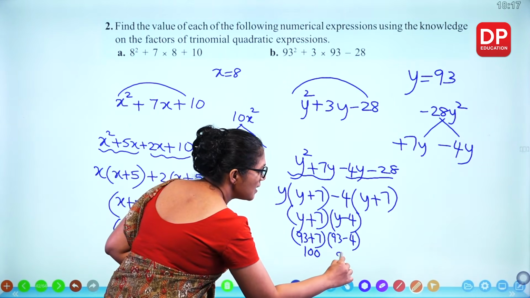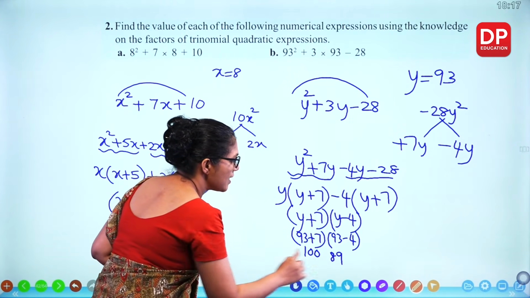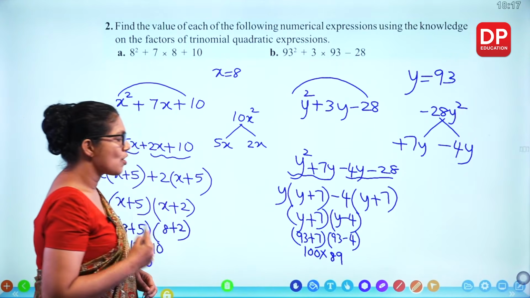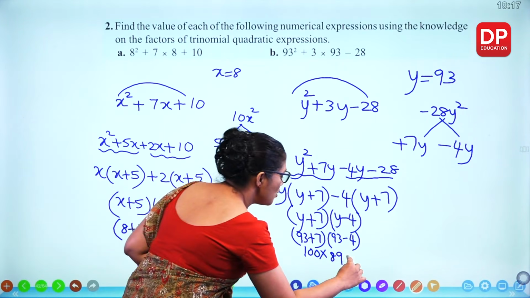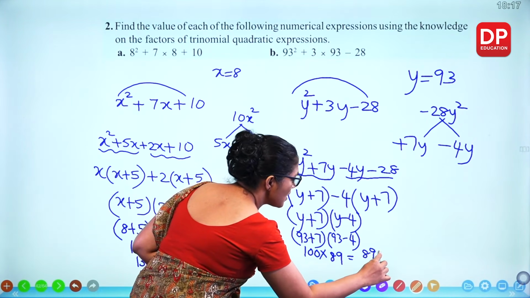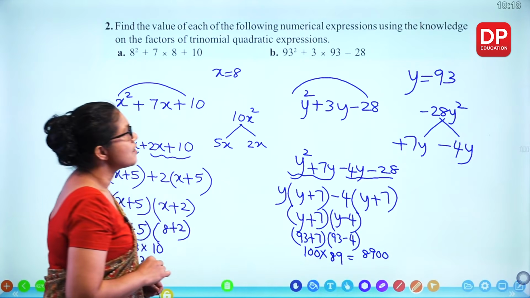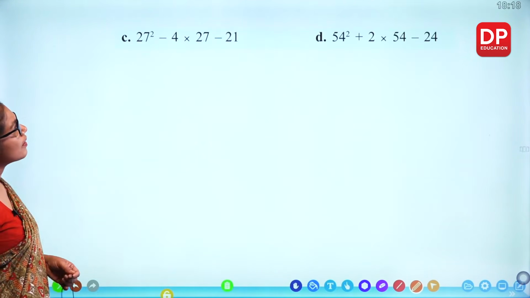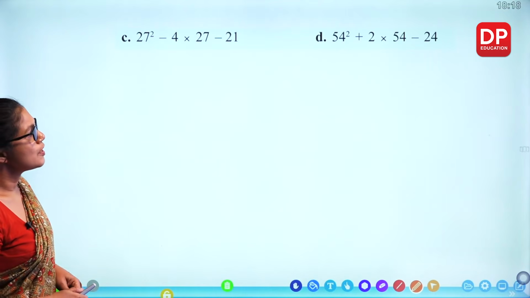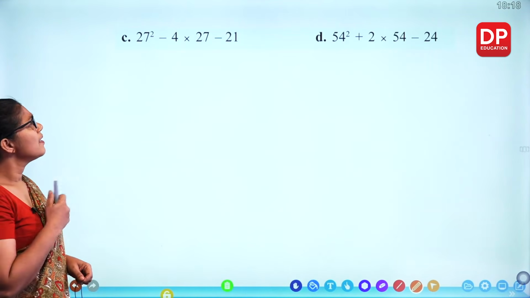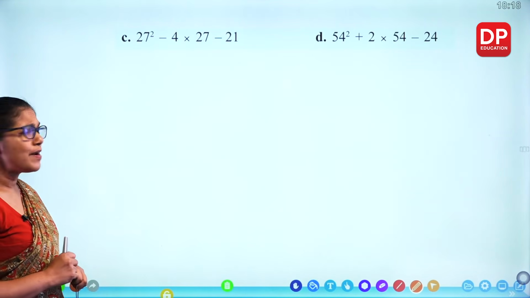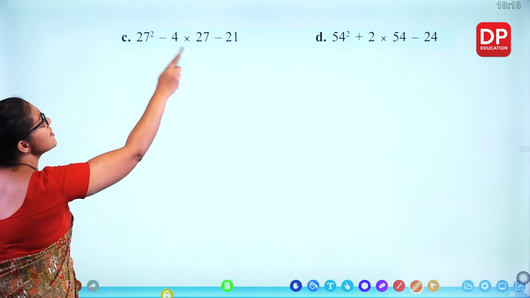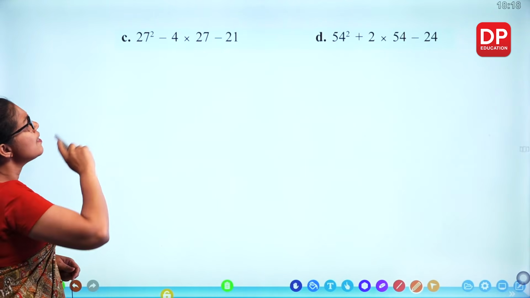What is 93 minus 4? You get 89. So what is the multiplication of 89 and 100? You get 8,900. Now we'll look at another question similar to that. What's the number we have to take as a variable now? We can see 27 is the variable.